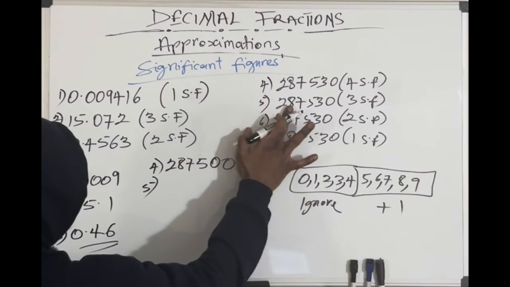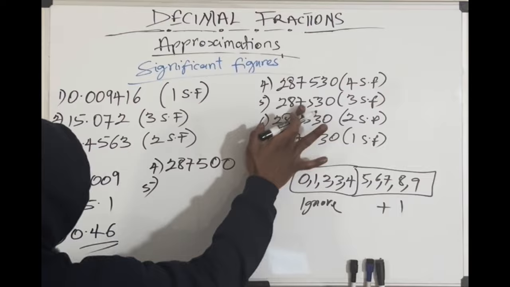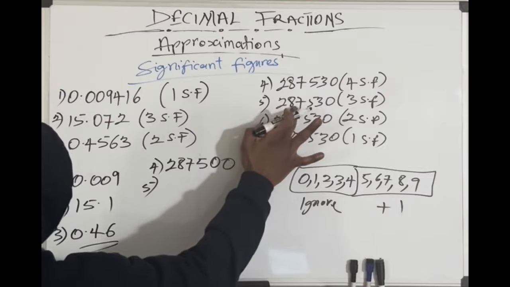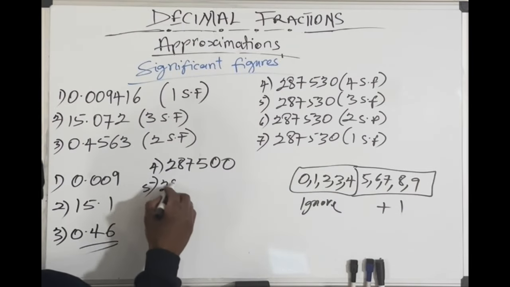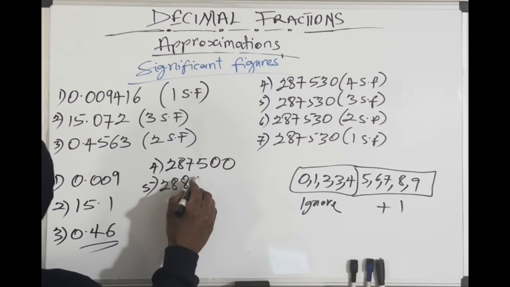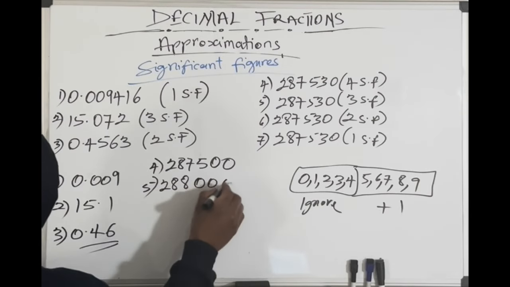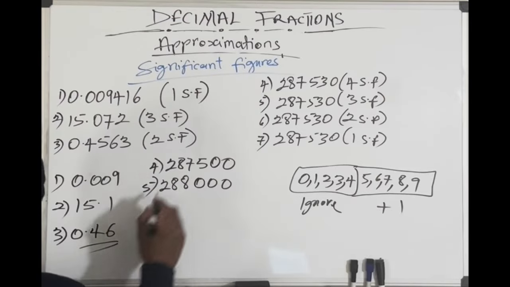To 3 significant figures: 1, 2, 3. The next number is 5, so we change it to 8, and then 0, 0, 0.